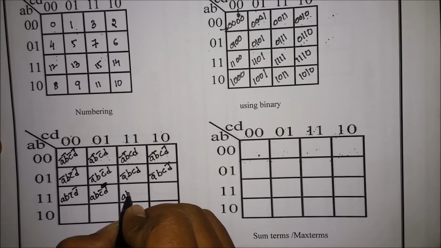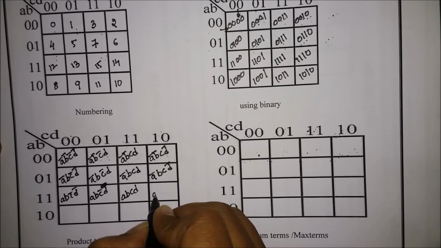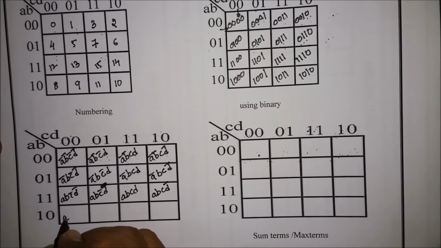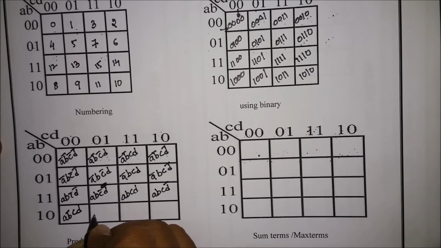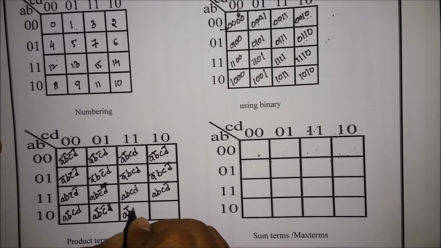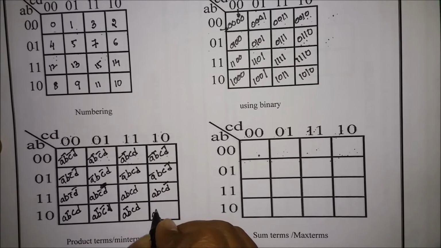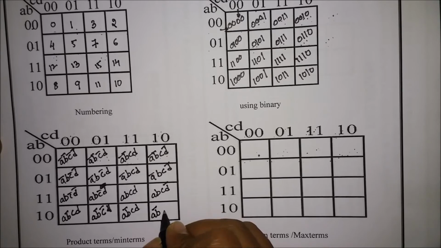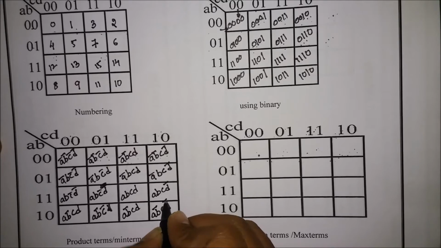here it is a b c d, next one is a b c d bar, here it is a b bar c d, here it is a b bar c bar d, next one is a b bar c d, here it is a b bar c d bar.